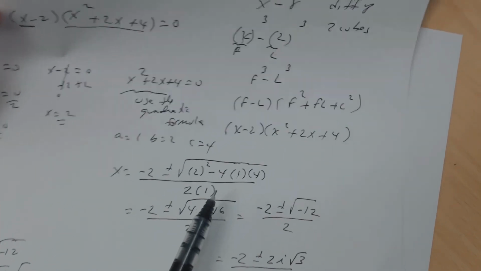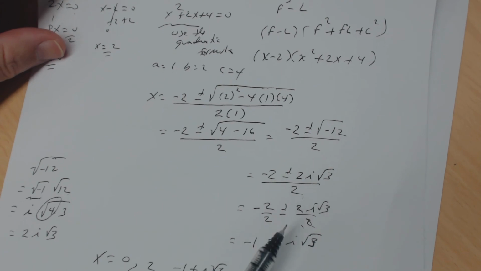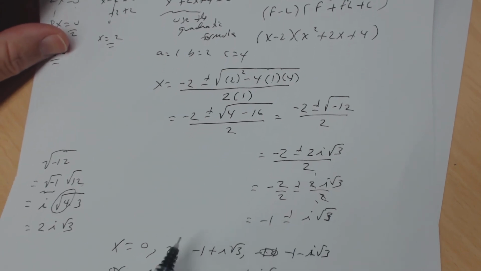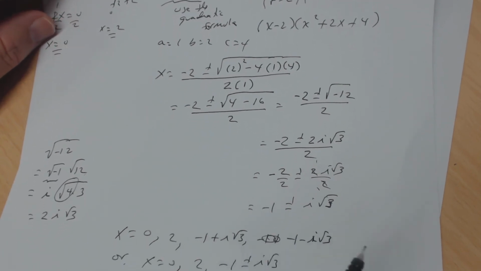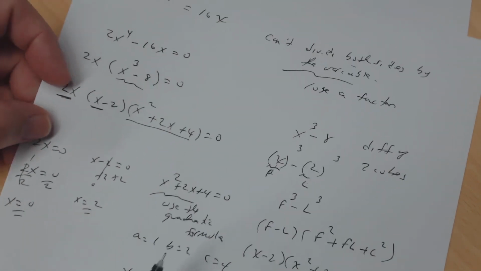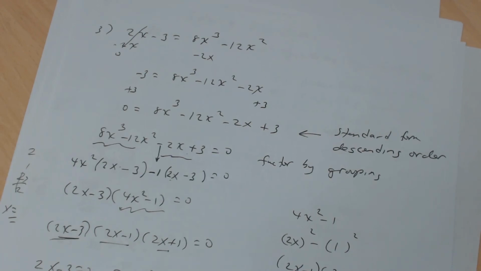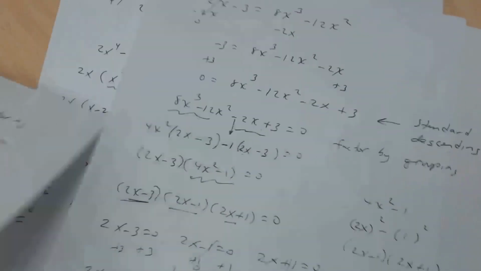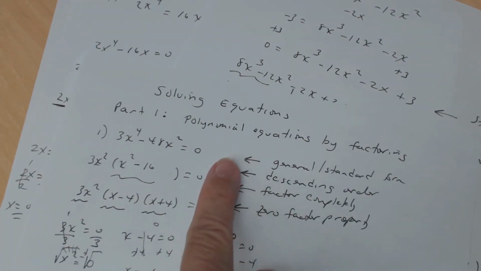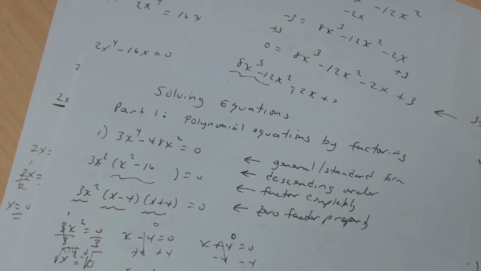And remember, you ended up with imaginary solutions. So you had the i. And then we're done. So this one was quite involved. All right, so that's going to take care of part 1 of solving equations: polynomial equations by factoring.